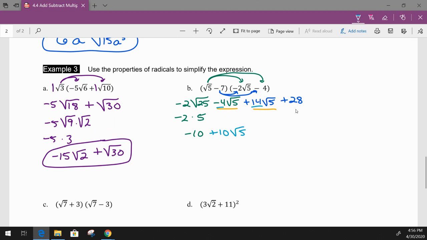But I also have this 28 to bring down. And 28 is now a like term with -10. So I can combine those constants together. And -10 plus 28 is 18. And then the 10 square root of 5, we cannot add these together because they are not like terms. The 18 does not have a square root of 5, but the 10 does. So 18 plus 10 square root of 5 is as simplified as we can get.